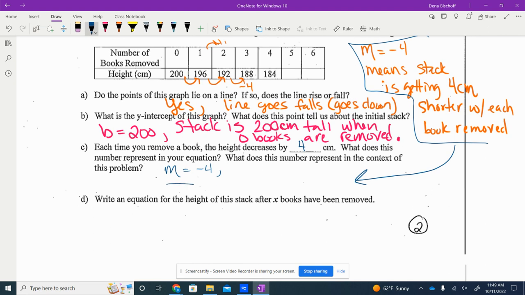We know what our slope is. We know what our y-intercept is. Y equals 200x plus -4. Wait, did I say that wrong? You did. Try again. Y equals -4x plus 200. Very good. Y equals -4x plus 200. Very nice, ma'am.